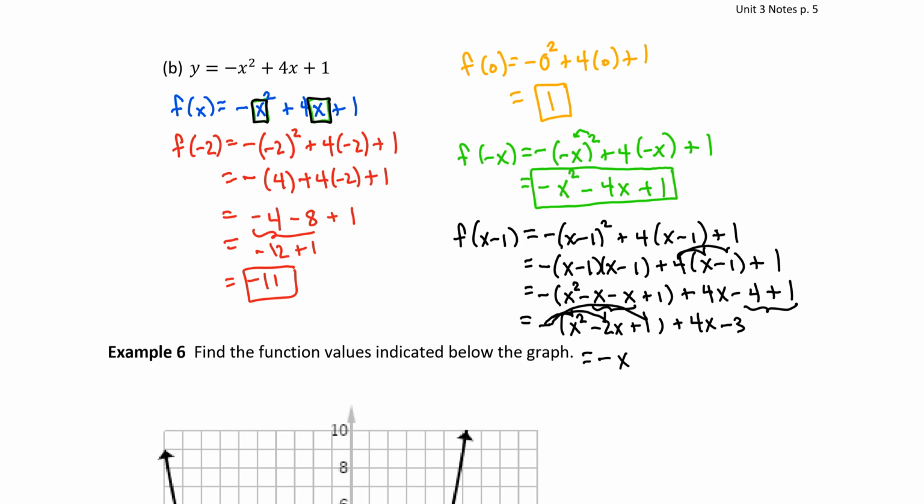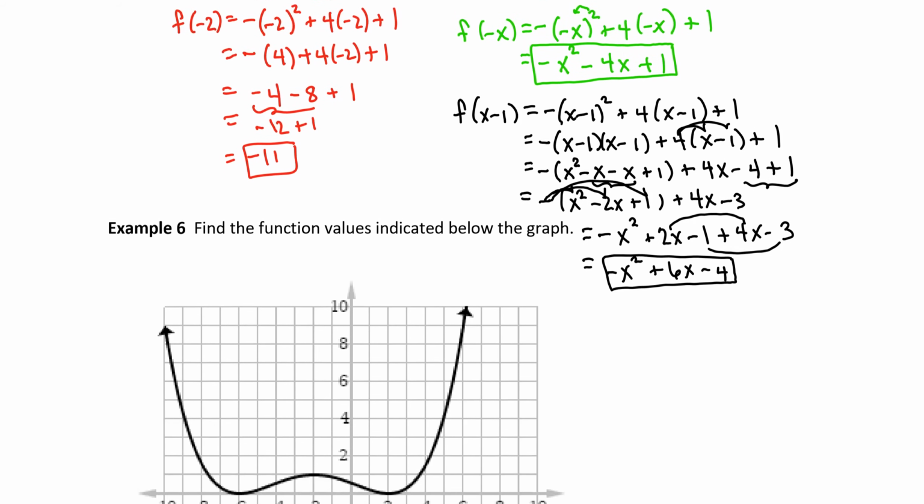So we get negative x squared plus 2x minus 1 plus 4x minus 3. And last, we will combine like terms. 2x plus 4x gives us 6x, and negative 1 minus 3 gives us negative 4. So f of x minus 1 has this as its output, and that is all we're doing. We've plugged in the argument and we simplify.